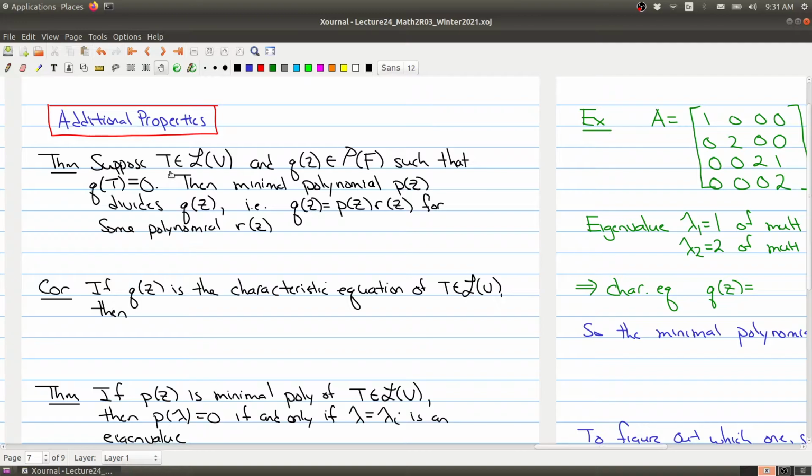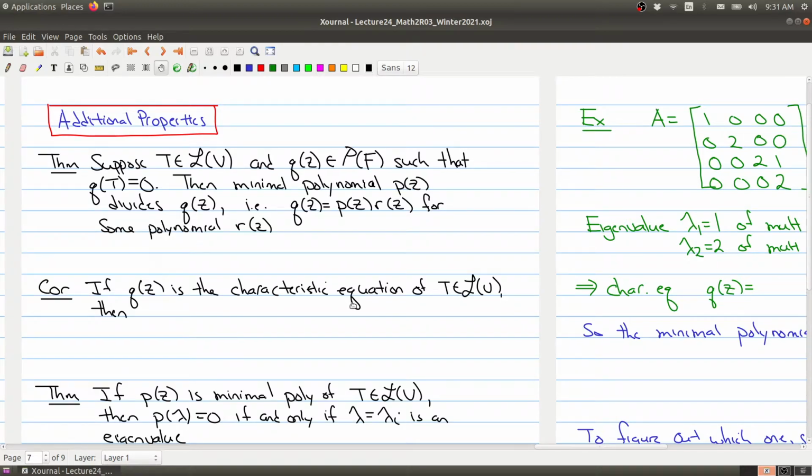So let's say that you take a linear operator and you have that Q is any polynomial such that when you evaluate it at T, you get 0. Okay, so this doesn't mean the characteristic polynomial, it just means any polynomial. Then what this theorem says is that the minimal polynomial actually divides that polynomial. So what that means is you can write Q as the minimal polynomial times some other polynomial R of z.